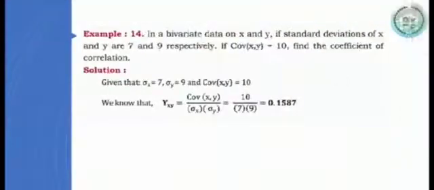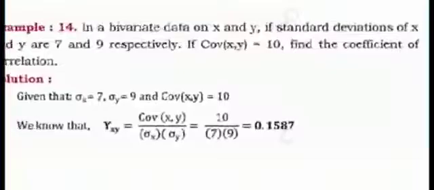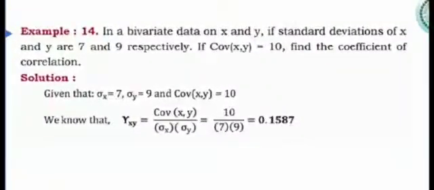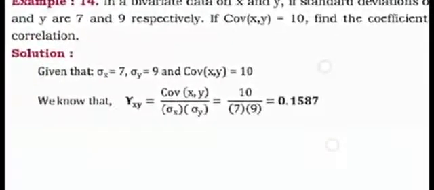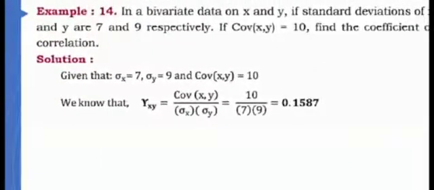Similarly, you have example number 14 also. It is the same ground, but the values have changed. In a bivariate data on x and y, if standard deviations of x and y are 7 and 9 respectively, and if covariance of xy is equal to 10, find the coefficient of correlation. This is a straight example where you only have to substitute. Everything is given ready-made, just substitute and get the answer.